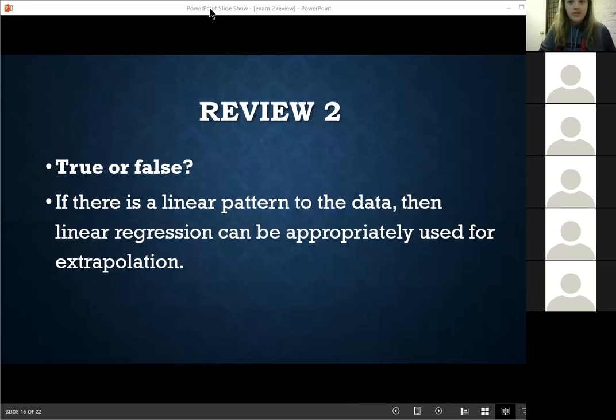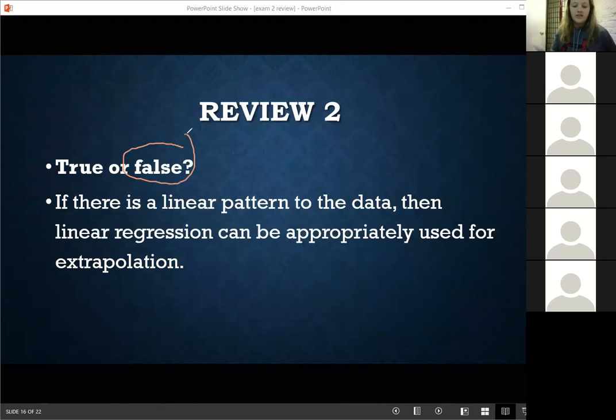Okay, yeah, good job, guys. So our answer here is going to be false, because remember, extrapolation is really never good per se, because it's basically saying we don't have enough data, so we're going to try to make assumptions about our data based on what we have.